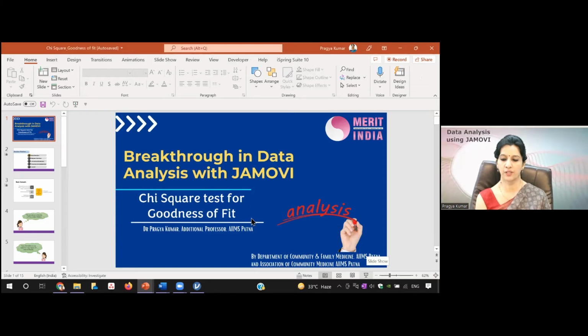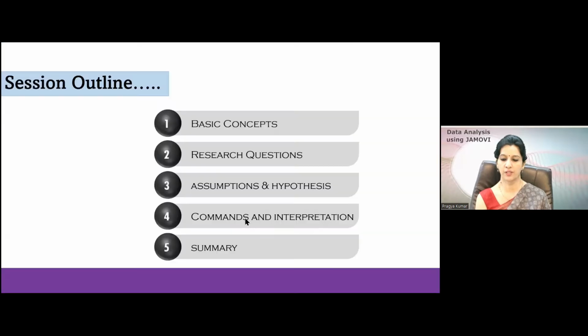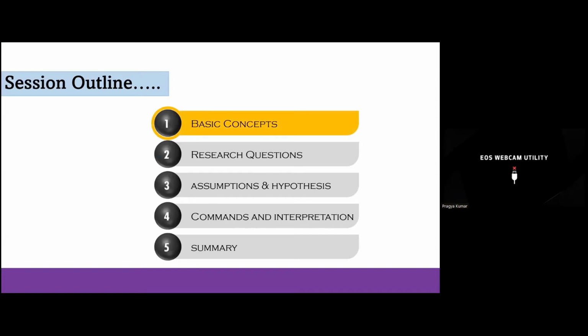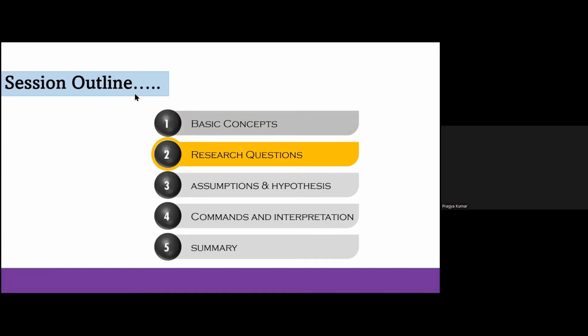So this chi-square test of goodness of fit, again, we'll see this under the following headings. We'll see the basic concepts of this chi-square test of goodness of fit, the research question, then assumptions and hypothesis, what are the commands and interpretation, and at last we'll summarize the commands.